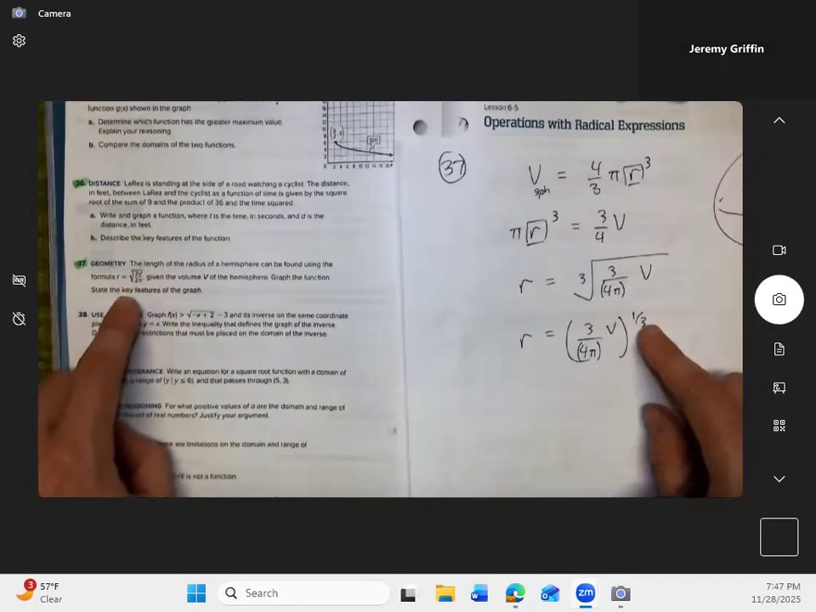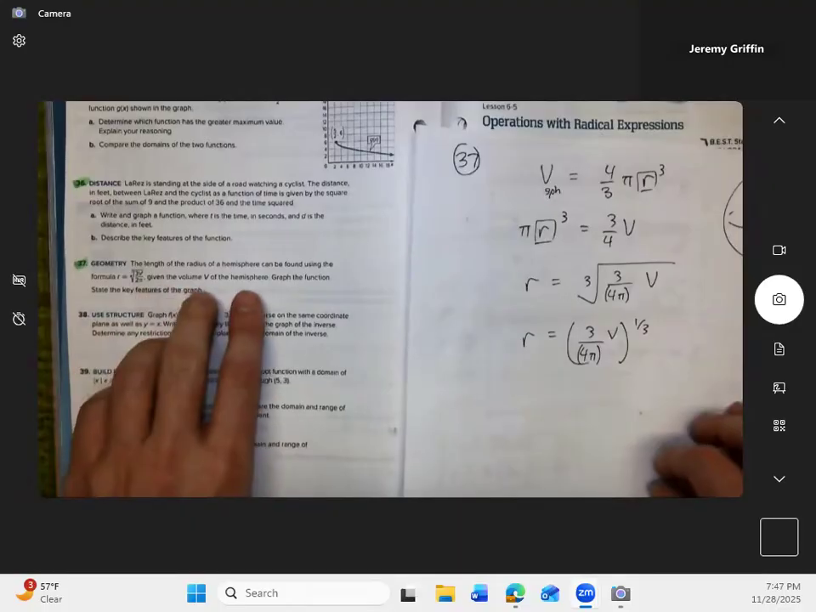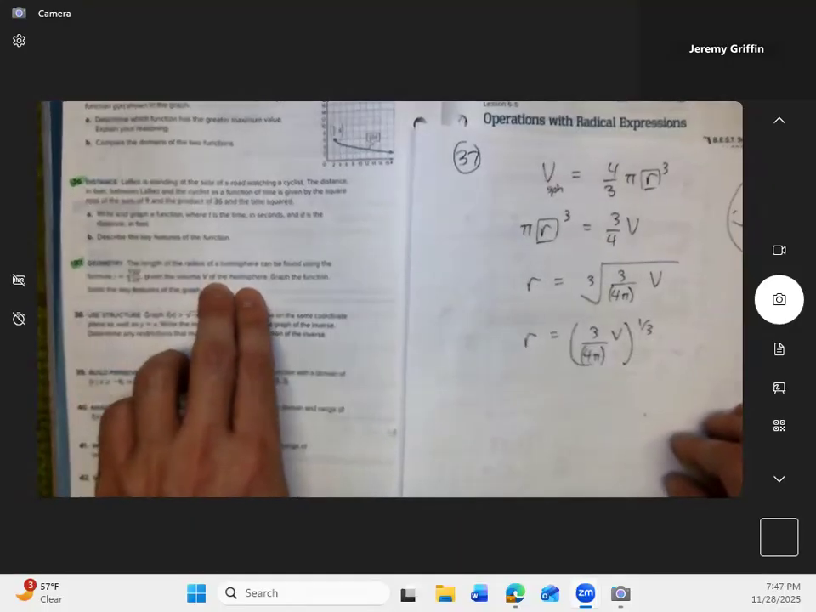This looks a little different. Well, why did they put 2 pi down here? I don't know. Okay, let's go with that. Oh, I see why. Because we're talking about a hemisphere. Okay, that's what it is.